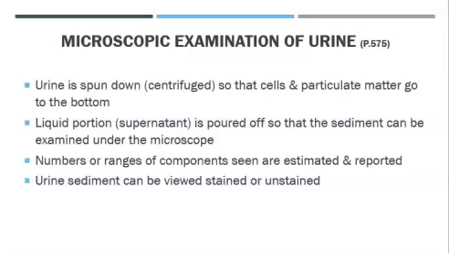Once the sample is spun down in the centrifuge, the liquid portion or the supernatant is poured off so that the sediment can be the portion that's examined underneath the microscope. Once the sample is on a slide under the scope, the lab tech can estimate ranges of components seen in the urine sample and report it out. The urine sediment can be viewed on a stained slide or an unstained slide.